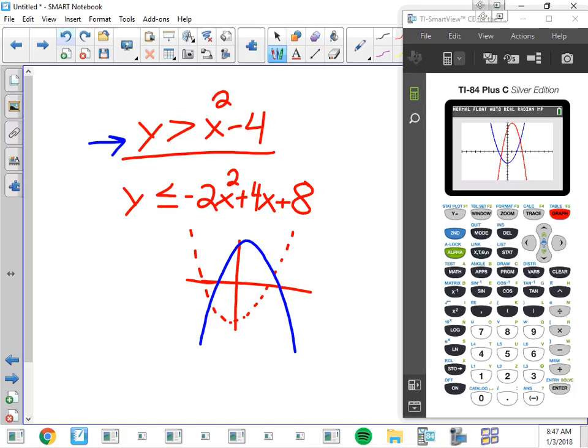Okay. What if I changed this to a greater than or equal? Then we need to go above the dotted line, which is there, and we need to go above the solid line, which would be there. So it would just be this stuff. You guys see that? Okay. What if this one was changed to a less than? Where would I shade? We need to be underneath both of them, which would be this area right here.